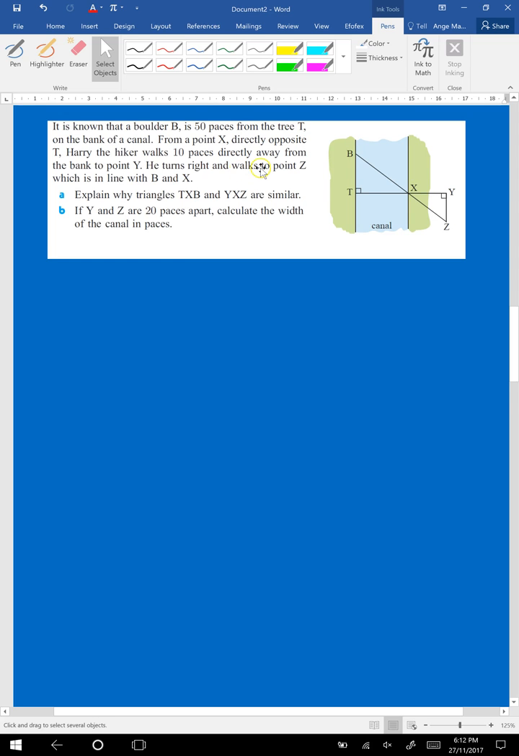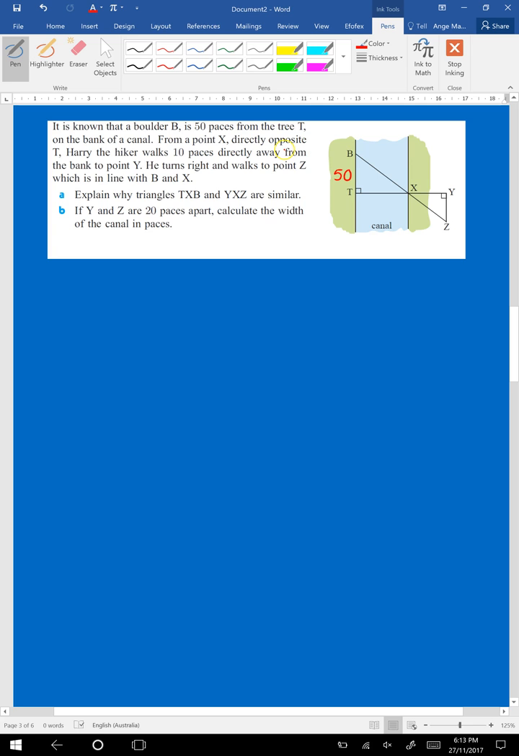It is known that a boulder B, so we've got a lot of words here, but the best bit is we've got our diagram, and let's see how we can go with that. Let's just use a different color now. We'll go red. So a boulder B is 50 paces from the tree T. So we'll put 50 over here. I hope you're not colorblind with the red on the green there.